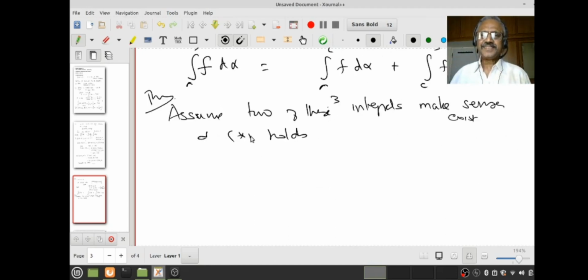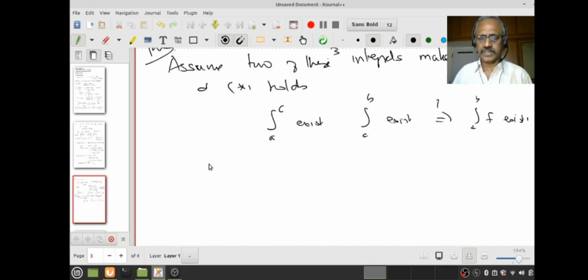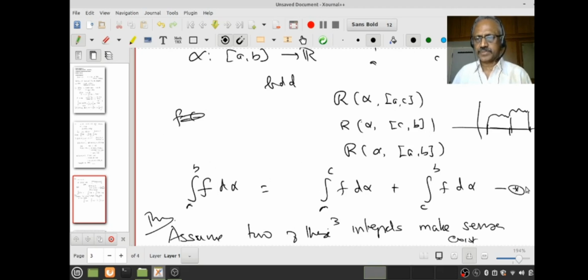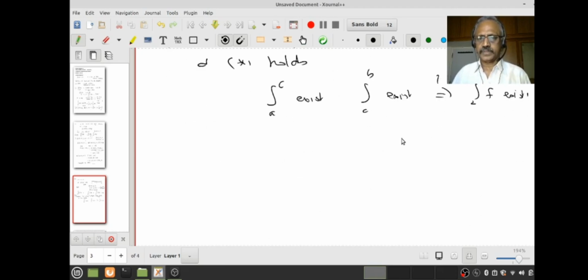Anyway, let's do that. The most important case is when I suppose the integral from A to C exists and from C to B exists, then I want to know whether the integral from A to B exists, and of course the equality also. This is the statement we want to prove. You understand that the two integrals on the right side of star make sense. Then I want to say the integral on the left side of star makes sense and star holds.